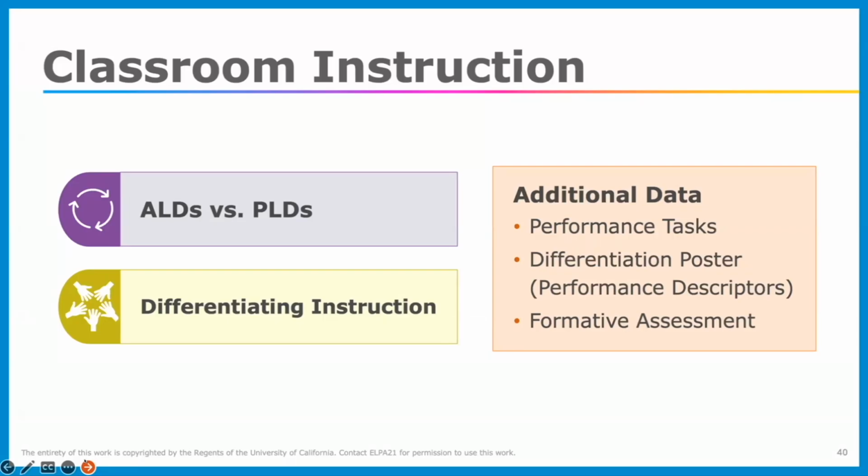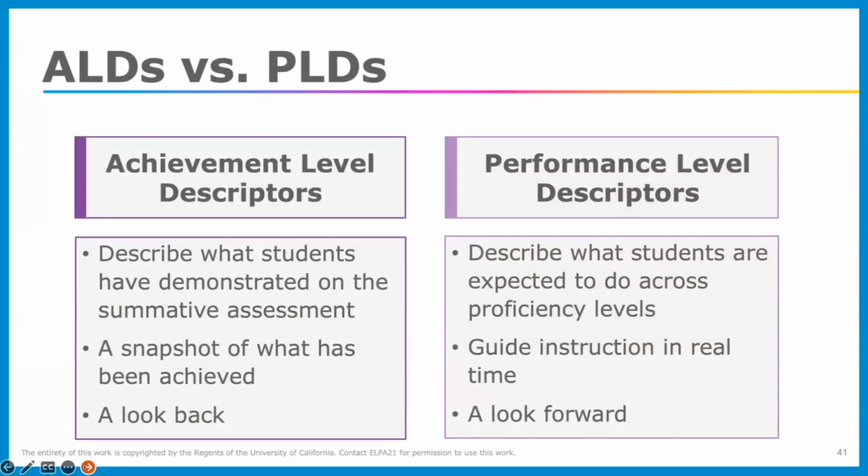Finally, we'll look at how to bring in other sources of data, such as performance tasks, formative assessment strategies, and tools like our differentiation poster to help paint a more complete picture of student ability and guide daily decision-making. Again, we'll explore each of these areas more deeply in the next few slides, but this gives you a broad framework for how we use ELPA21 data in context, not just to understand where students are, but to support where they're going. ALDs versus PLDs.